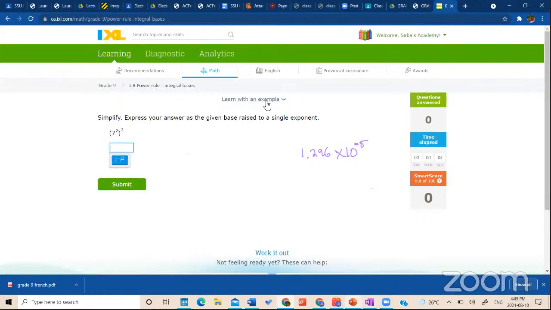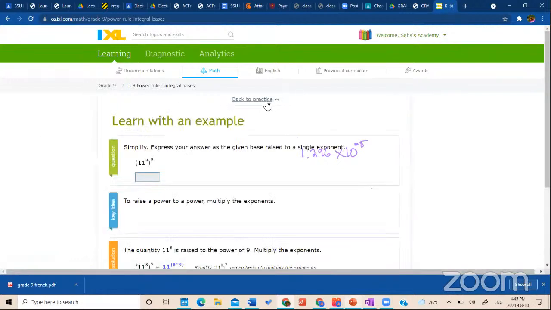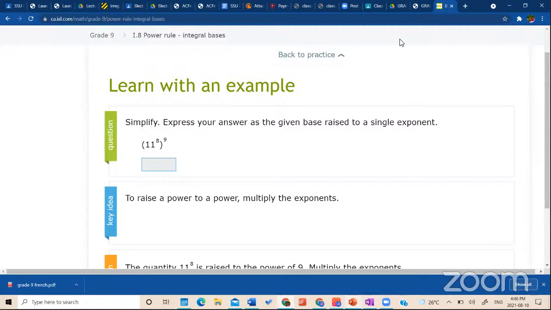Okay, so learn with an example. I just put my pen somewhere and I lost it. Oh, found it. Okay, so simplify, write your answer as the given base raised to a single exponent.